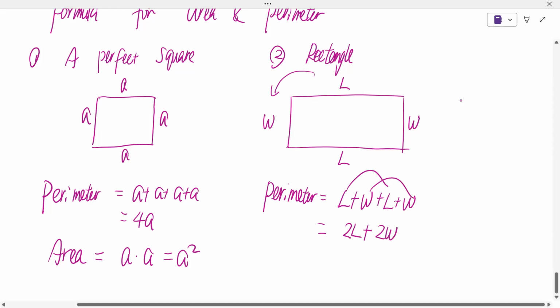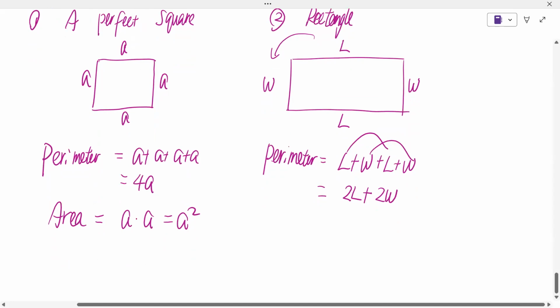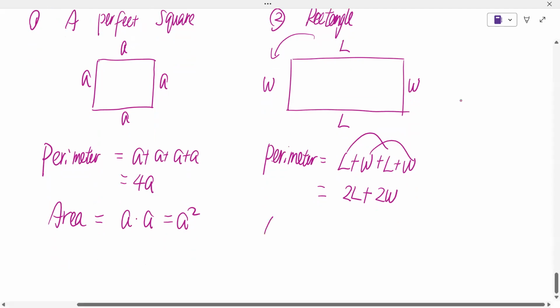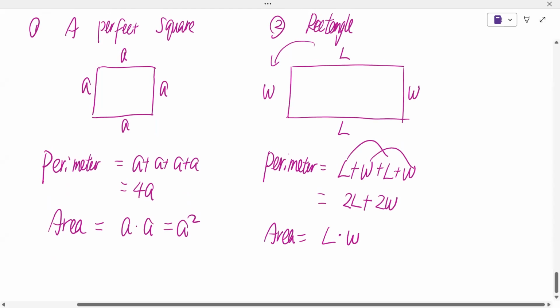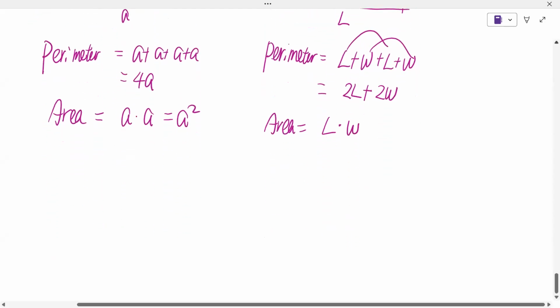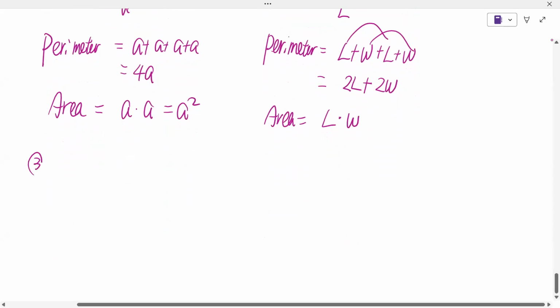So that's how we derive the formula for all these special geometrical shapes. The area will be side by side, L times W. And this is basically the second special shape, called the rectangle. The third one is a triangle.